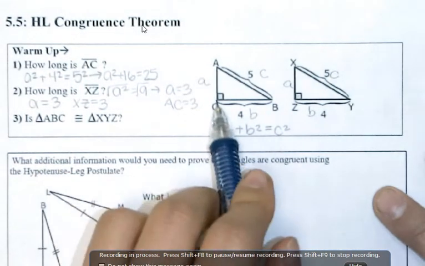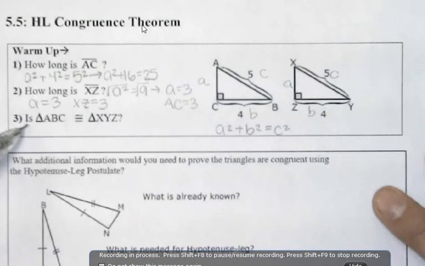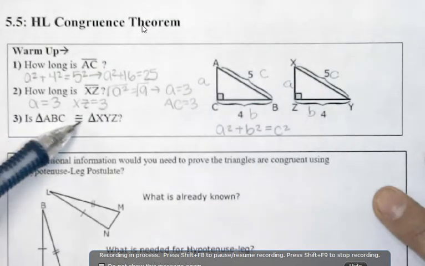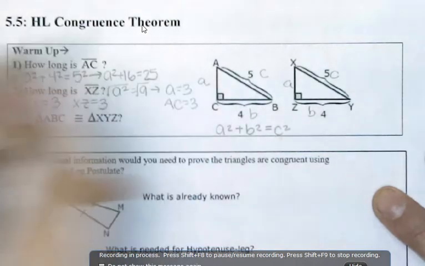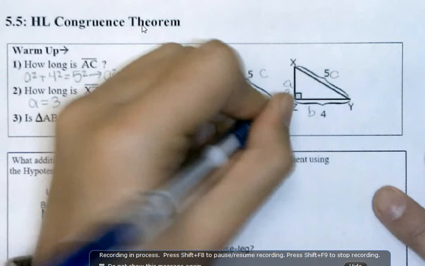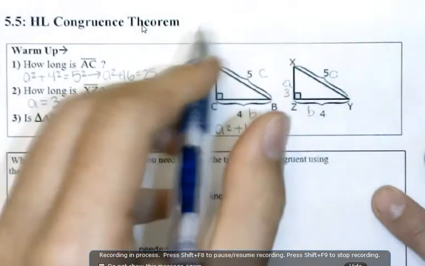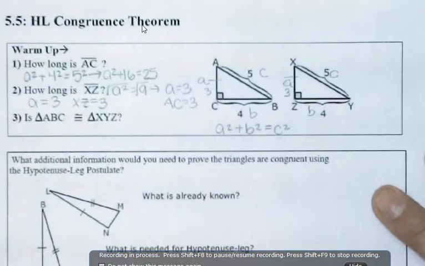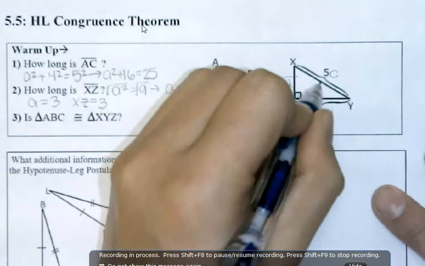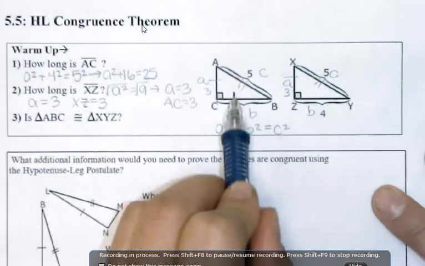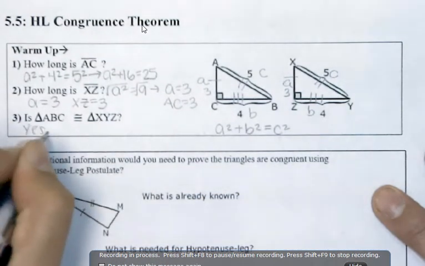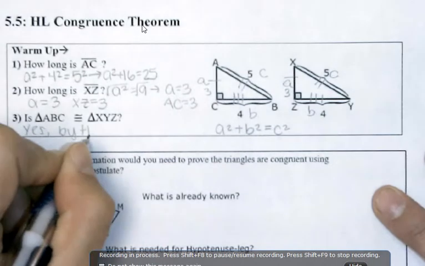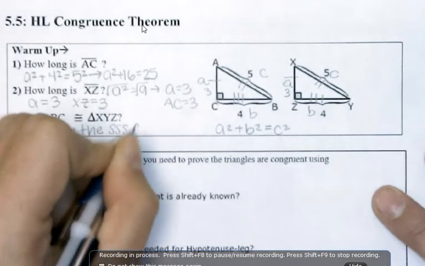So now that asks us, is triangle ABC congruent to triangle XYZ? Well, we said that A is 3, so I can go ahead and label that. And now I can see that, okay, those two sides are congruent, these two sides are congruent, and my last two sides are also congruent. So, yes, by the side congruence theorem.